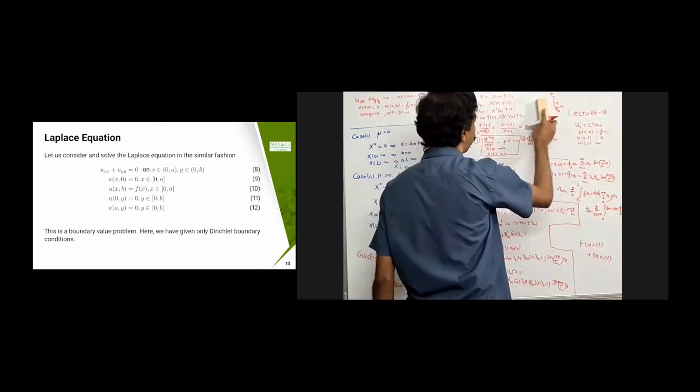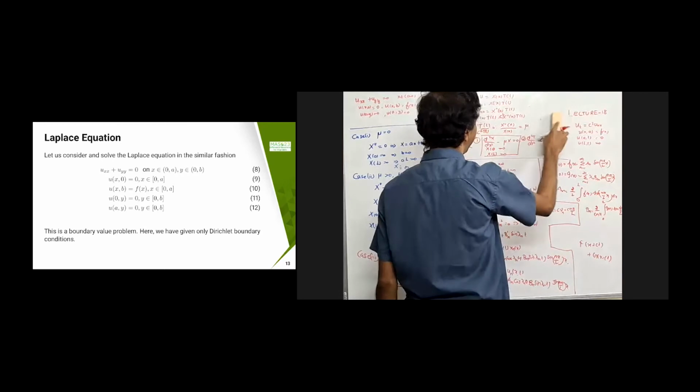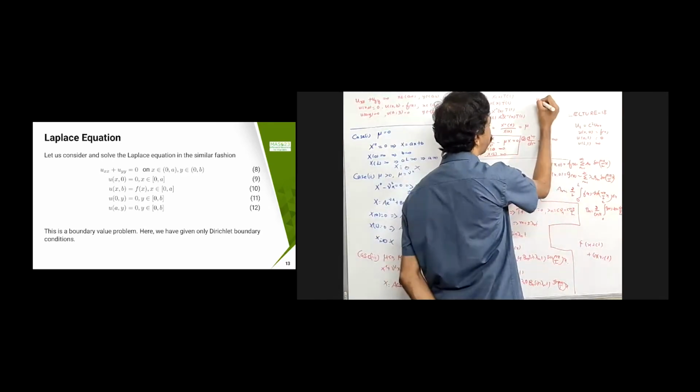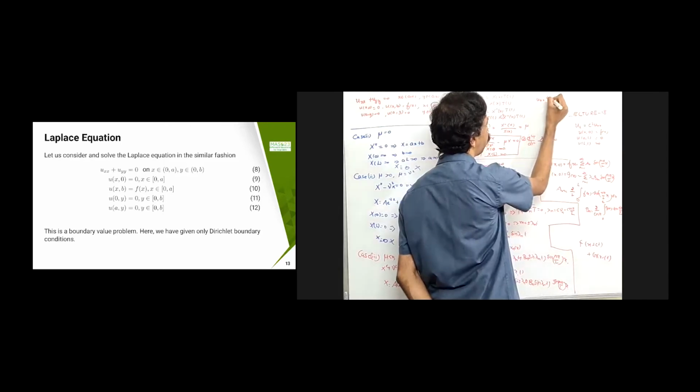Okay, and also in general, one more thing. You can write this problem like whatever you have: uxx plus uyy. This uxx plus uyy can be written as del squared u. Okay, I'm going to denote it as delta u: uxx plus uyy equal to delta u.